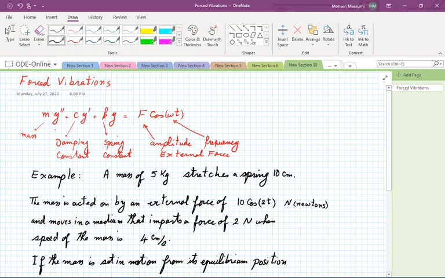Remember the ingredients in this situation. This was our mass. This was the damping coefficient. This was the spring constant. F here stands for the amplitude of the external force. This omega stands for the frequency of external force.